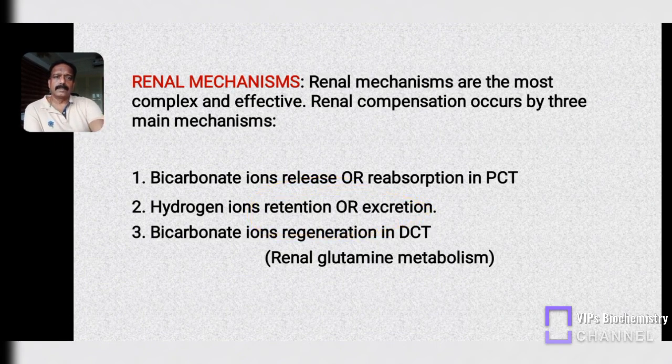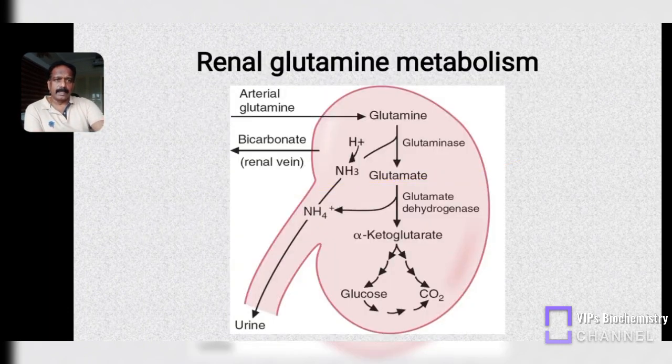Now there is a third condition, bicarbonate ion regeneration, which occurs in the DCT of the kidney. It is a mechanism called the renal glutamine mechanism, which we can see very briefly. How is the new bicarbonate generated? You can see here glutamine, an amino acid. It gives rise to glutamate, another amino acid, and during that time ammonia is released. Ammonia can take up an H plus ion and become an ammonium ion, which is excreted. So acidic urine is excreted.